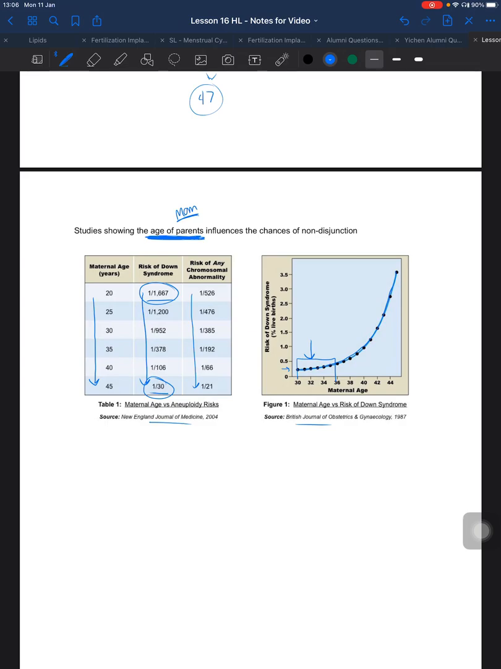Okay. So in the next video we'll talk about... all right, we know what a karyotype is. We know what the risks are. How can we test our fetuses for Down syndrome?